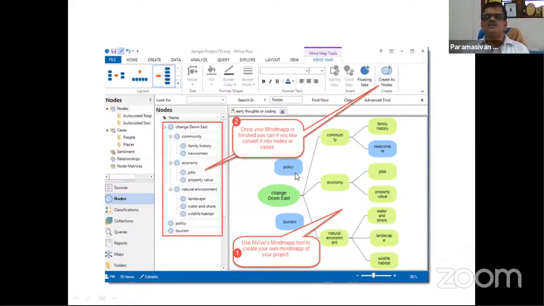Change, down east, policy, tourism, and community, economy, natural, and family history, and nearest commerce. I don't know. I just used it to show what exactly the mind map is. I am not explaining it. I will share the video, which will be the example.